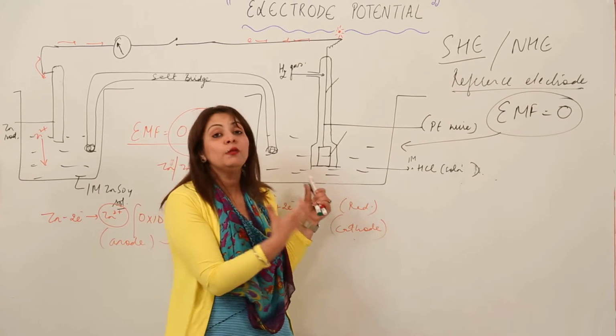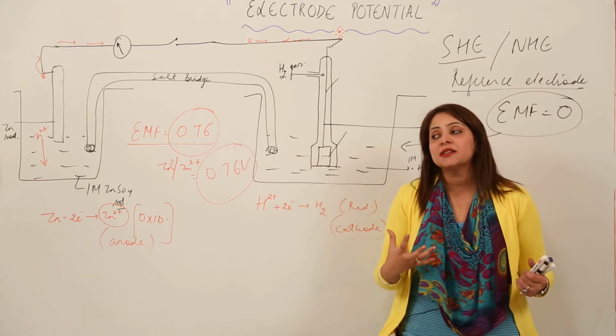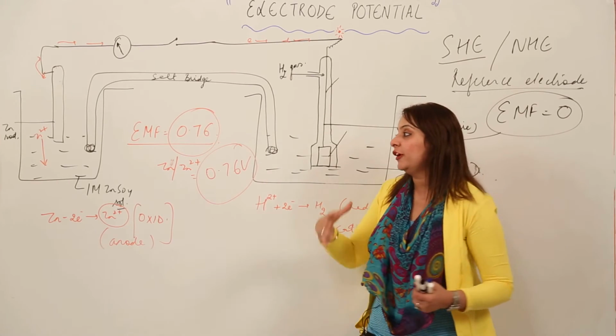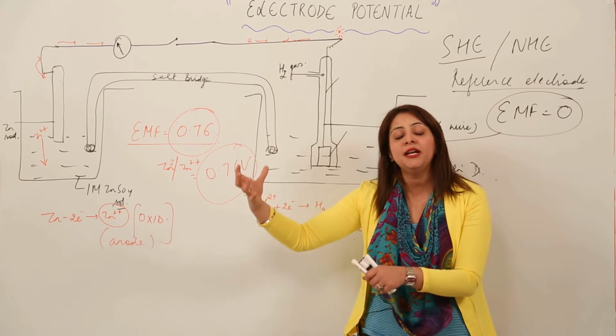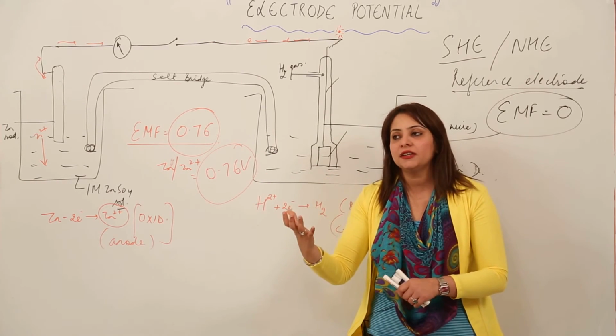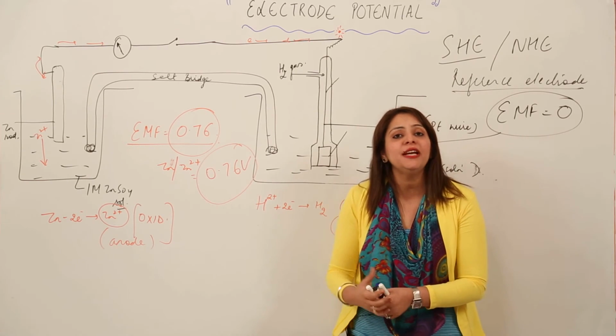This is very important because the SHE lets us know the electrode potential for any other cell, and after knowing that we can use it in a couple, and accordingly we can understand the working of the electrochemical cell, that is, the production of electric energy.